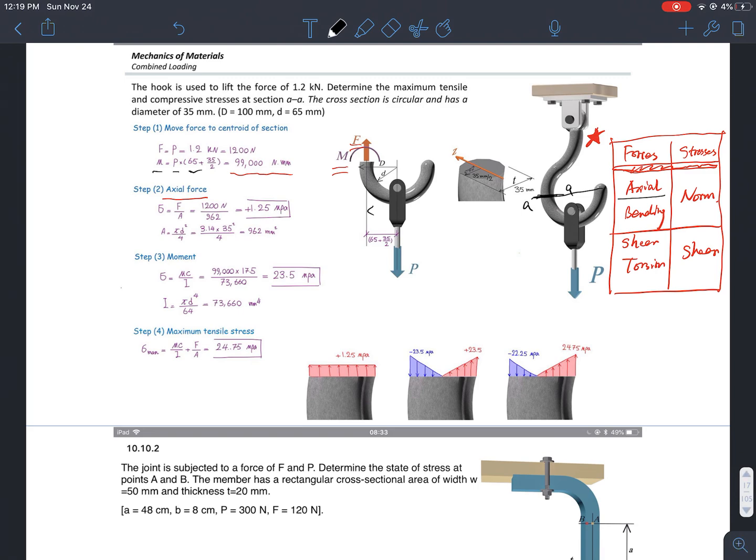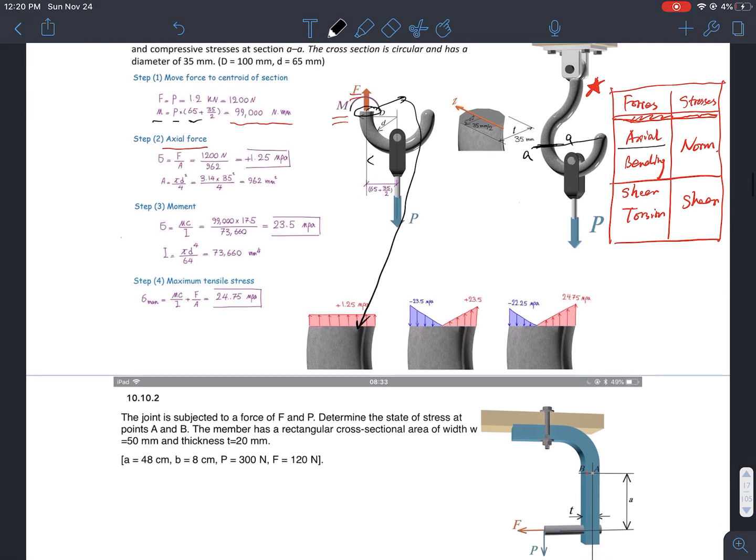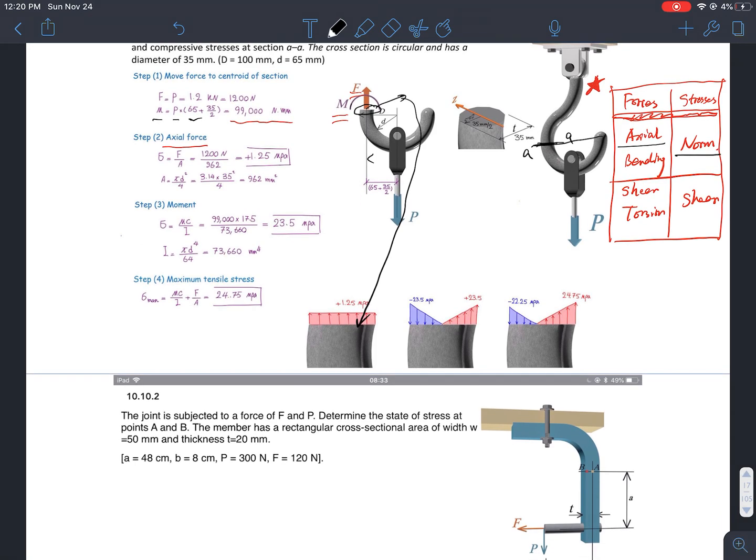First of all, I will check if I have axial forces. My axial force on this cross section, of course, I need to identify the section, and this is the section that I'm interested in solving. On this section, I have axial force, which is F. So the normal stress generated by the axial force is sigma equal to F divided by A, equal to 1.25 megapascal. That is the normal stress, and the area is already calculated here.